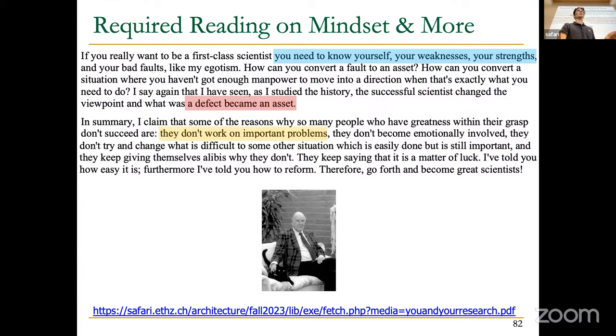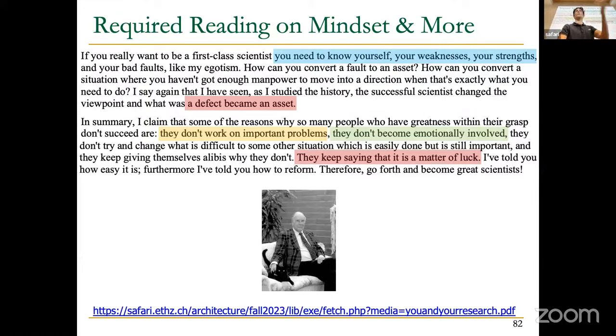The people who don't have the right mindset don't work on important problems and they don't become emotionally involved, right? If you become emotionally involved, you will probably end up doing better work. And these people say that, well, it was just a matter of luck. But there is no matter of luck. There is just hard work, you know?